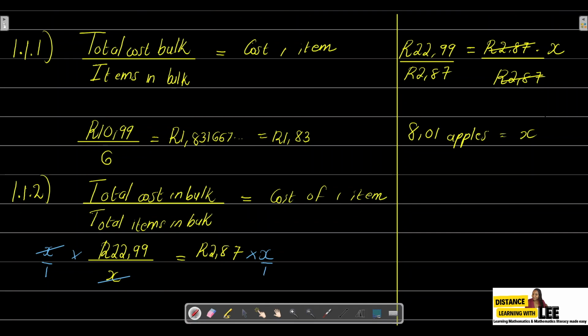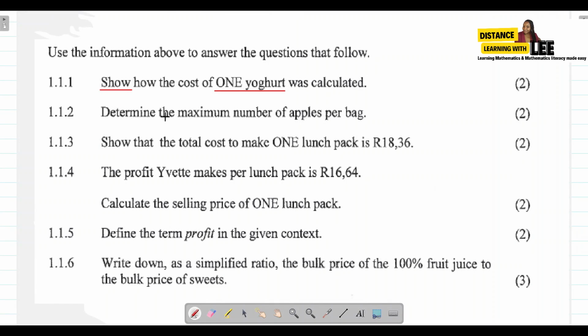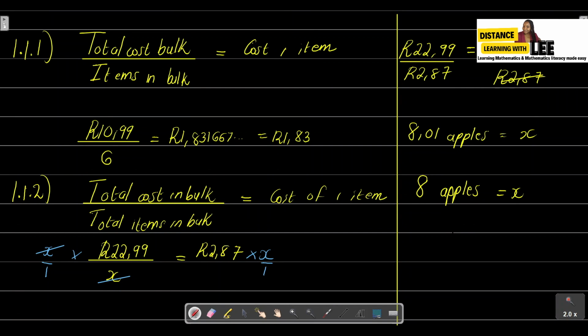They're not going to give you 8 apples and a small chip of an apple, right? So if we round it off to the nearest whole number, we'll see that you have 8 apples, which is equal to X. So here, 1.2, what is the maximum number of apples per bag? From our calculations, we can see that the maximum number of apples per bag is 8 apples.